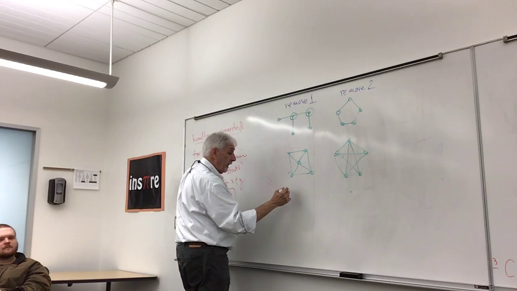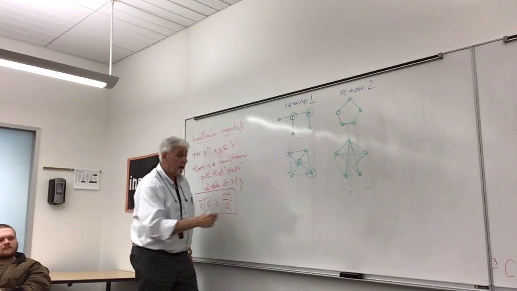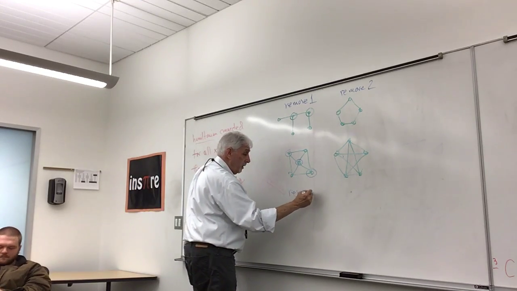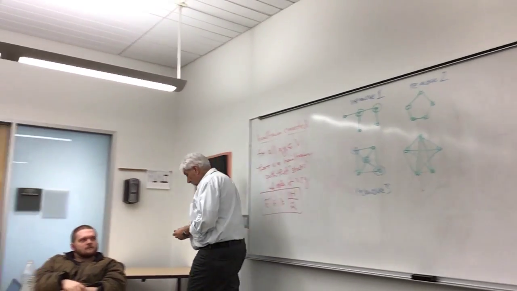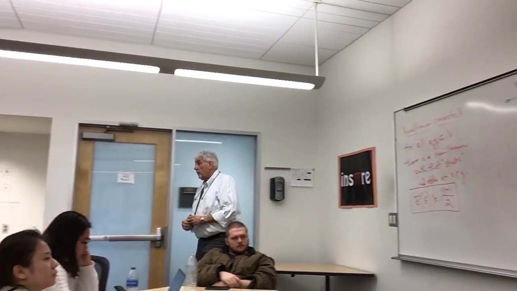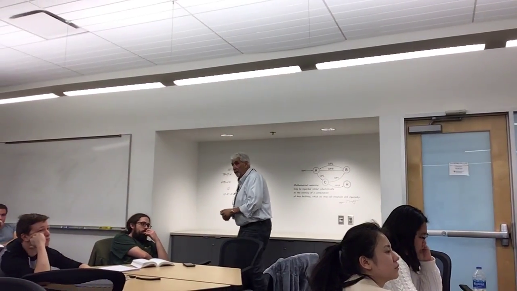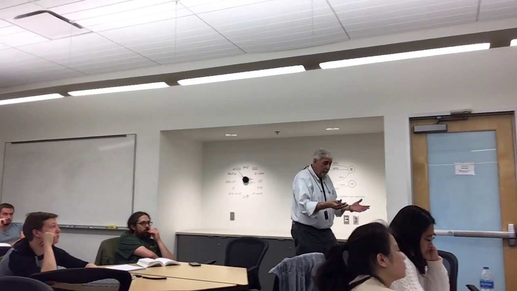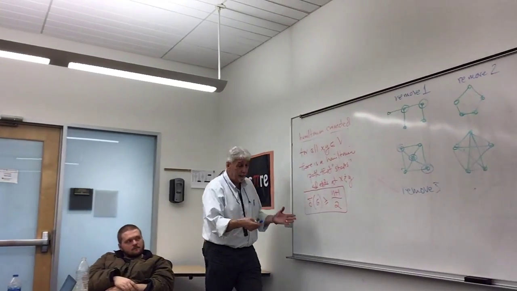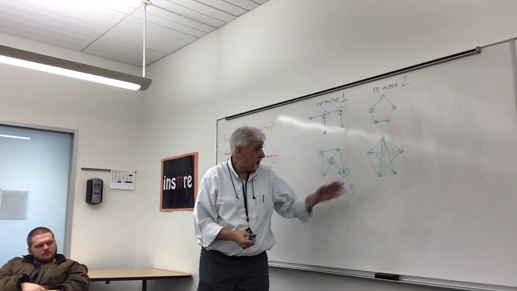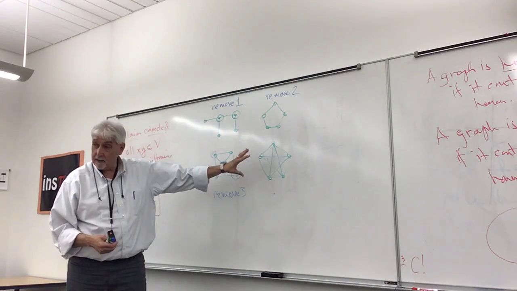Here, if I remove how many? 3. So here I have to remove 3 to disconnect the graph. And for the complete graph, in fact, we really can't disconnect it. If I remove 4 vertices, then the graph remaining is just one vertex, and in essence, it's still connected. So no, it's not possible to disconnect this graph.